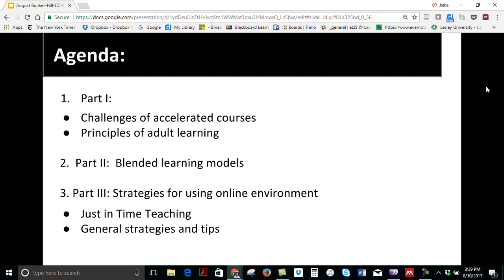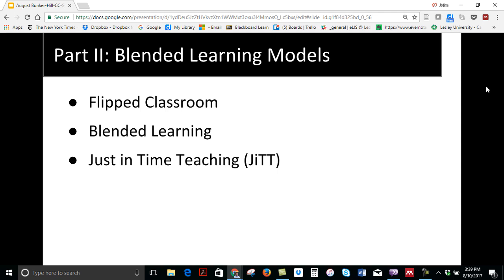So this was the agenda for the entire series, and we're on the blended learning models in part 2. We're going to be talking about these models, or strategies in some cases we might call them, starting with the flipped classroom, and then blended learning going a little broader, and then going into a detailed strategy called just-in-time teaching that you should be able to use fairly quickly if you're teaching in this model.